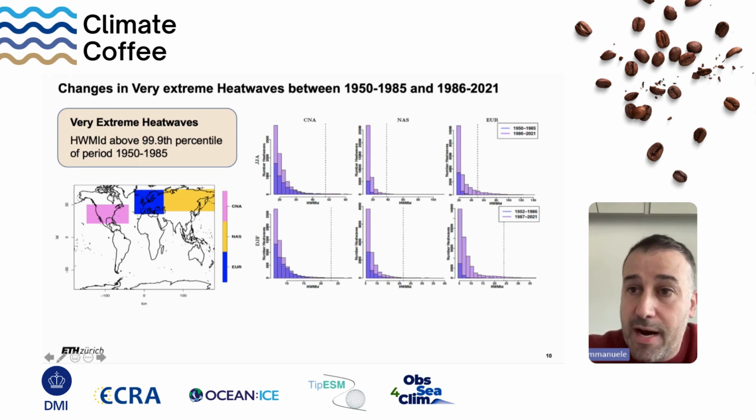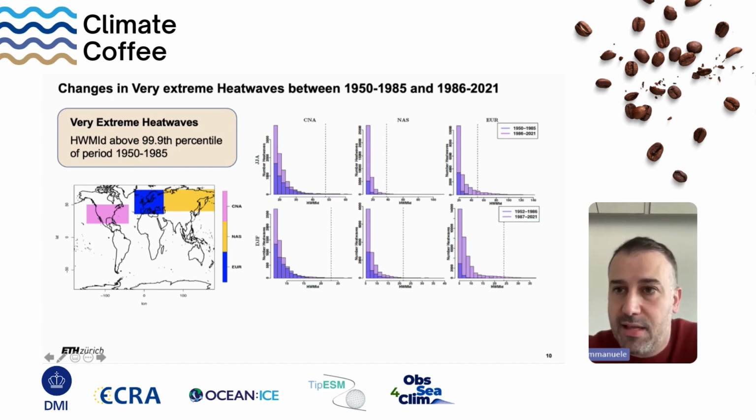So the blue bars here in these histograms are the number of events exceeding this 99.9 threshold in HWMID in each of the regions, from left to right: Central North America, Northern Asia in yellow here in this map, and Europe. As you can see, here I consider just two seasons, JJA and DJF. What we see is that normally what was almost impossible, very unlikely, has become more likely. We see in purple that the bars normally exceed the blue bars.